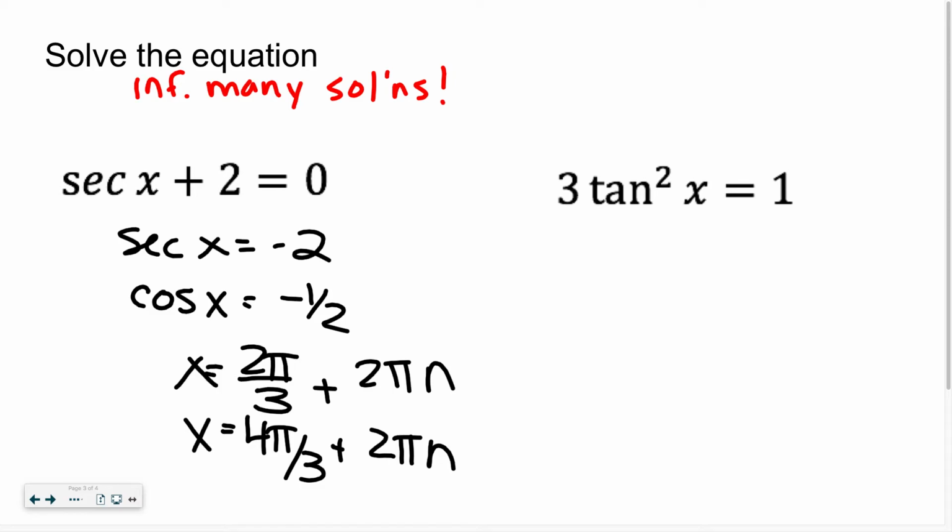Because if I was at 2 pi thirds and then I let n be 2, that's like doing the coterminal, that's 1, 2 around. Right? So n is just some integer. It's the number of times you rotate around.